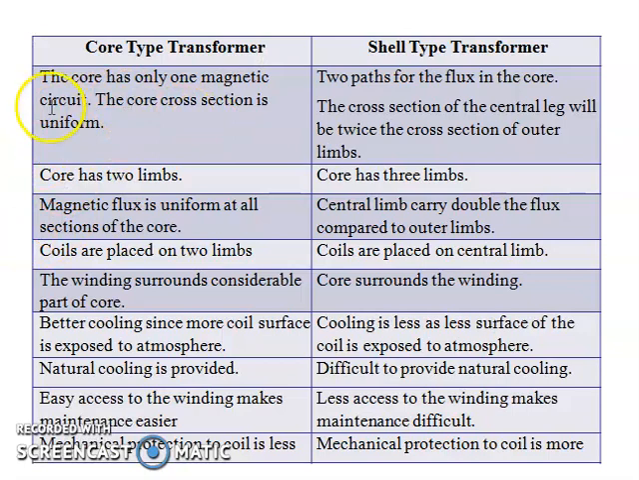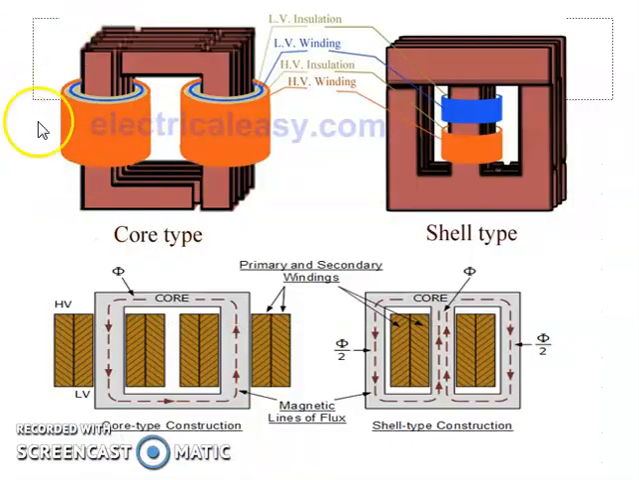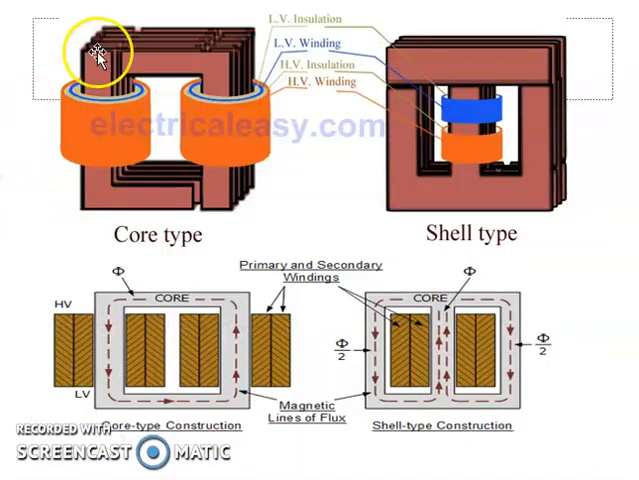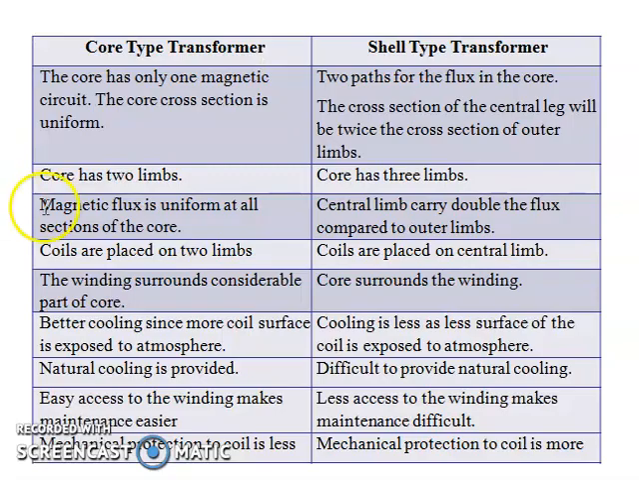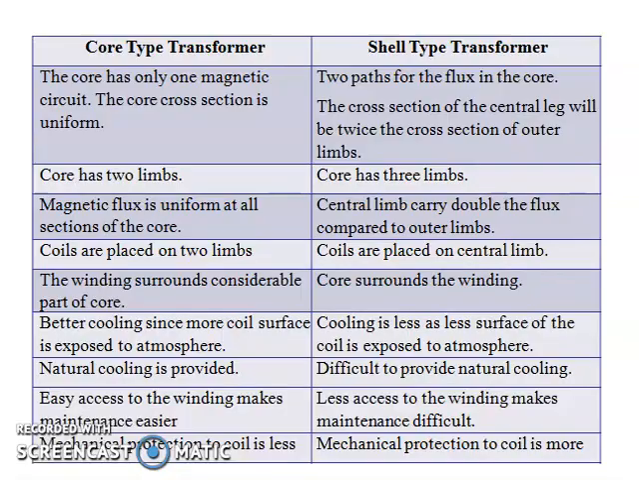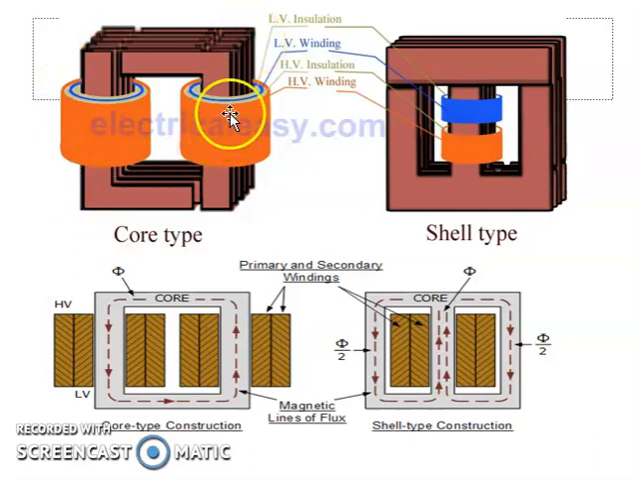Here are some categories or classification of the core type and shell type transformer. Usually in a core type transformer, the core has only one magnetic circuit. The core cross section is uniform, as shown. The core has two limbs, and magnetic flux is uniform at all the sections of the core. The coils are placed on the two limbs. These are the limbs, these are the coils.